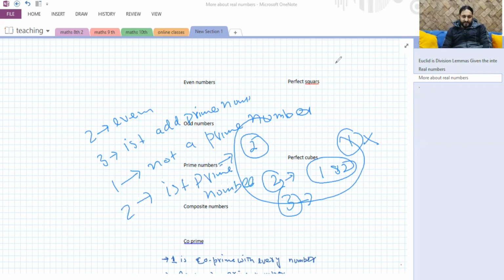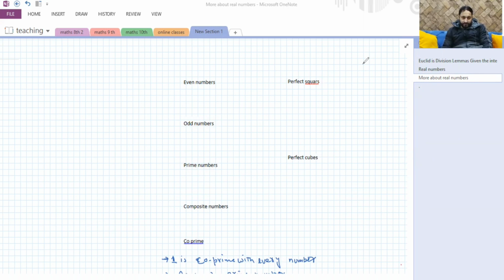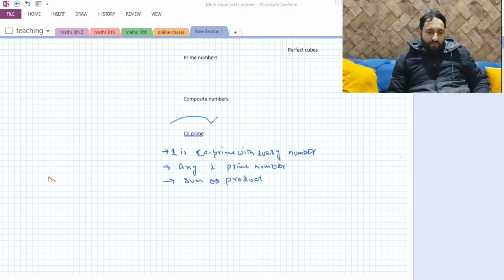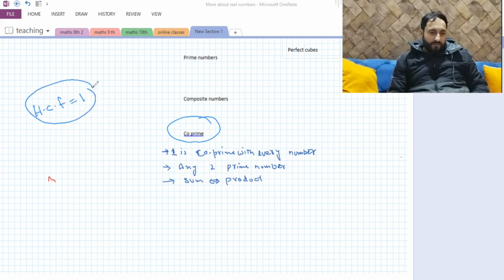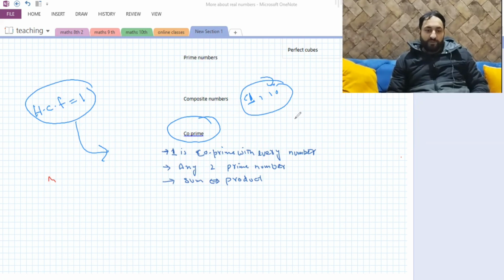Let's discuss coprime numbers. Coprime numbers are a pair of numbers or a set of numbers having their HCF, highest common factor, equal to 1. Let's know some facts about coprime numbers. 1 is coprime with every number. If you place 1 with any number, they are going to be coprime to each other because their highest common factor is going to be 1.